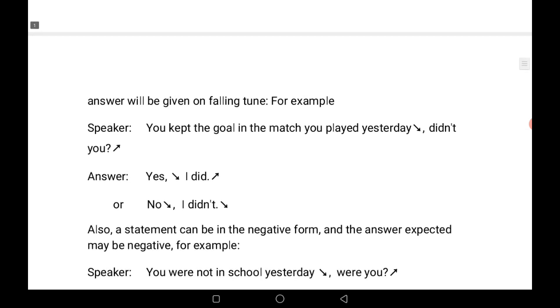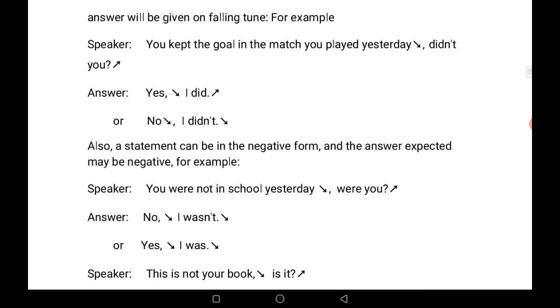Then we say that a statement can be in negative form. And I told you what a negative statement is. A negative statement is when you have NOT or NO in that statement. So this makes it a negative statement. You were not in school yesterday. You still have falling tune. Were you? Here you still have rising tune in your question tag. I also made you understand that when you have a negative statement, you're going to have a positive question tag. And when you have a positive statement, you're going to have a negative question tag.